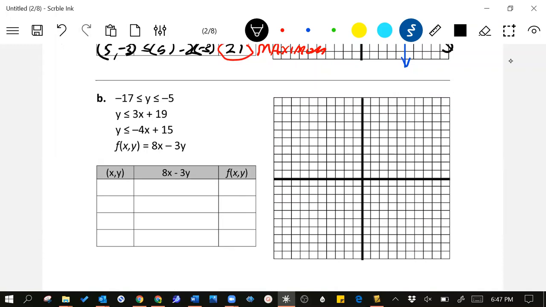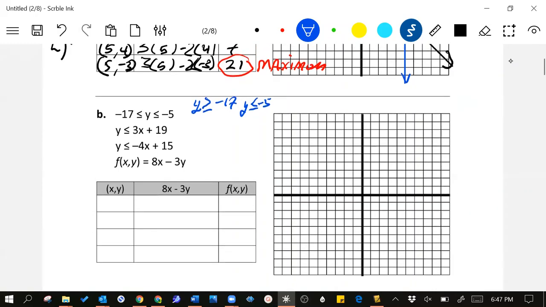All right, so now graphing this. When you have this top type of problem, one way to do it is to separate it as 2 separate ones. Y is greater than or equal to negative 17, and y is less than or equal to negative 5. For many people, that's easier to work with. I'm one of those people where I find it easier to work with.